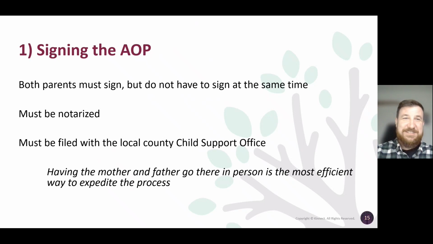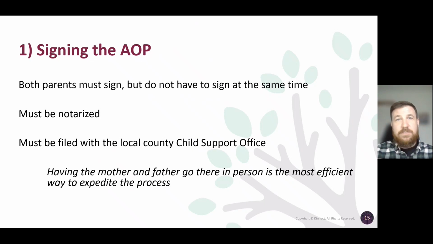Both parents must sign the AOP, the acknowledgement of paternity. They do not have to sign at the same time. They don't have to be present. If they don't get along, that's okay. They can sign it at different times. It must be notarized. At the end of the day, it needs to be filed with the child support office. It doesn't necessarily have to be done there, although that's the easiest.